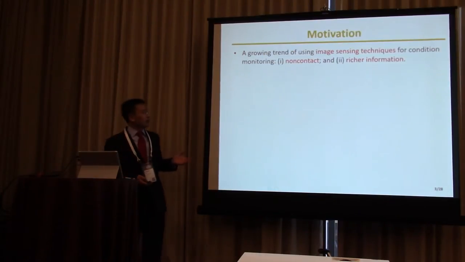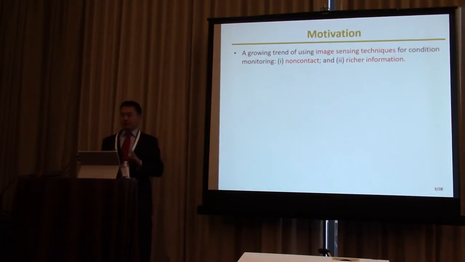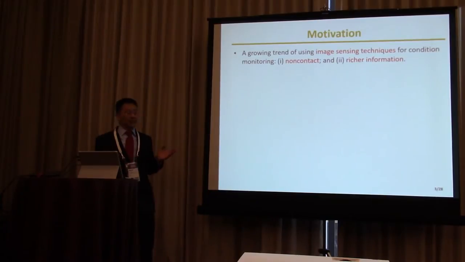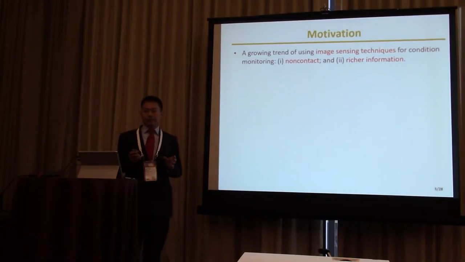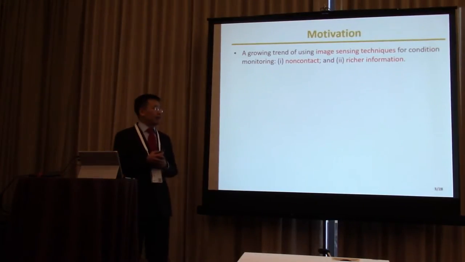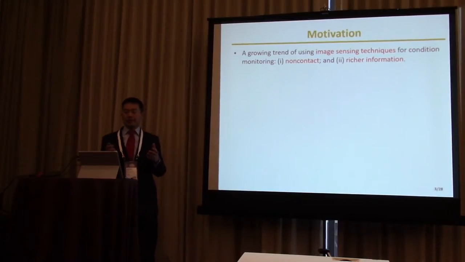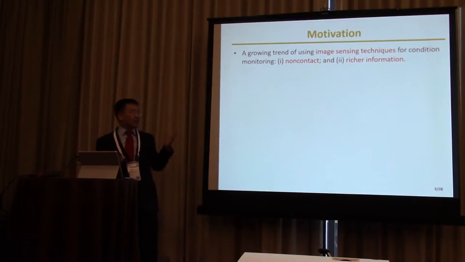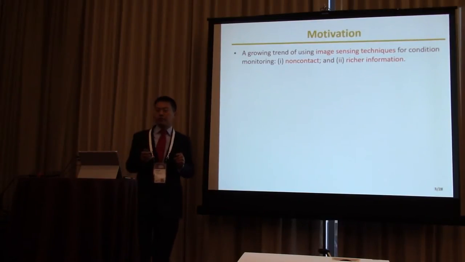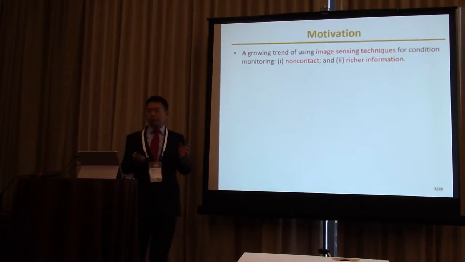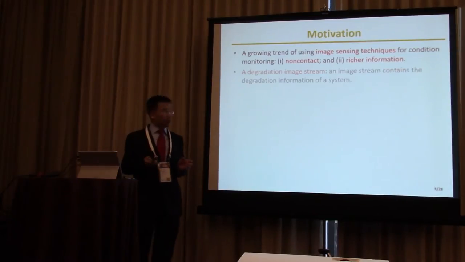As you know, nowadays there is a growing trend to use image sensing technologies for condition monitoring because they are non-contact, and thus easy to use. For example, in some applications the temperature is too high for traditional contact sensors to work. The other reason is that image streams usually contain much richer information than other traditional sensing techniques.